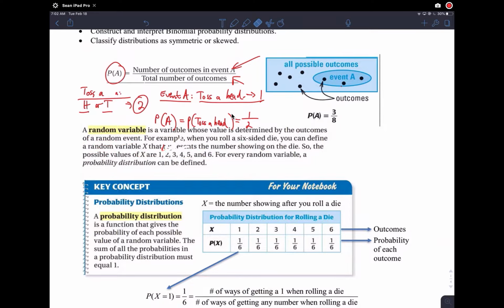Basically, a random variable is a variable whose value is determined by the outcomes of a random event. Tossing a coin is a random event. Rolling a die is a random event. There's many other random events we can come up with. All right.